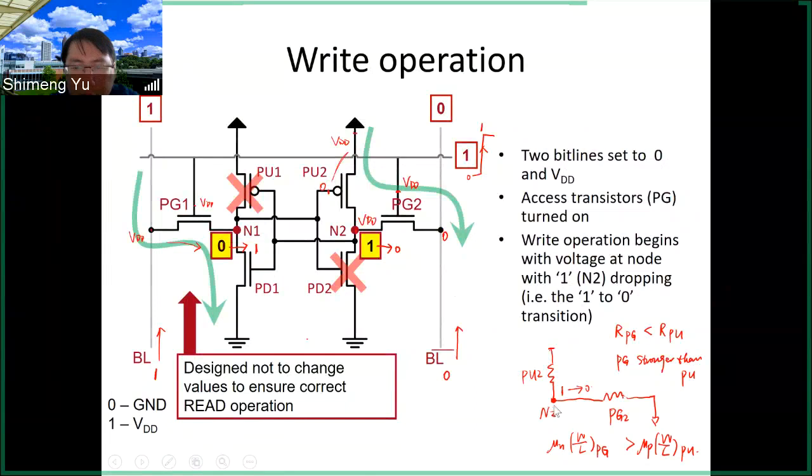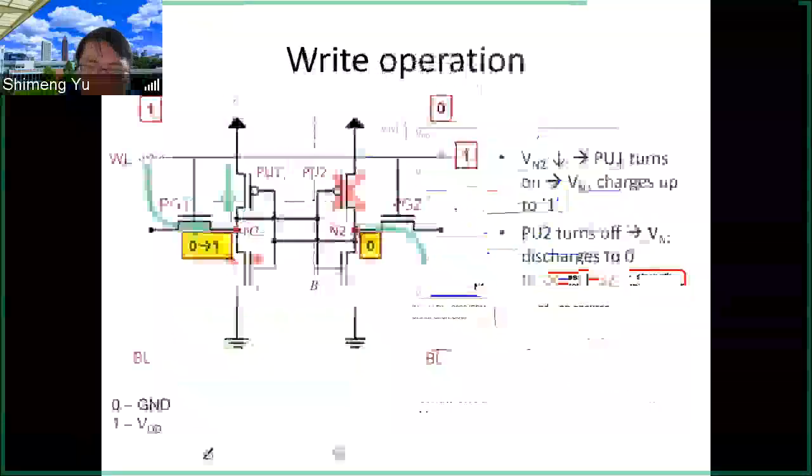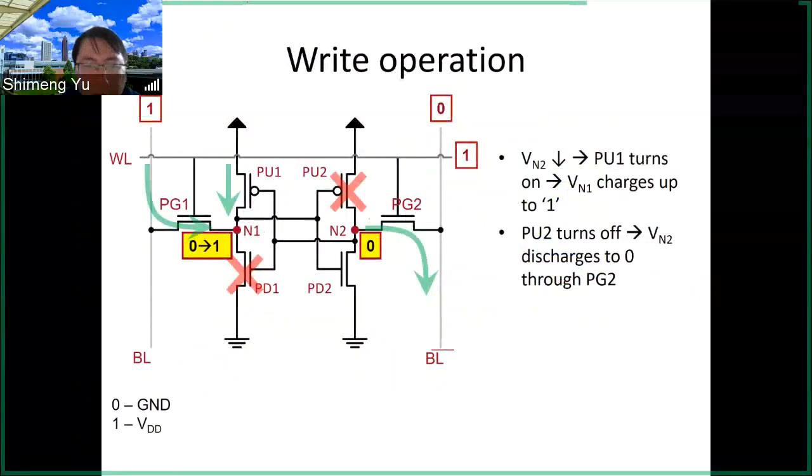So if you can make the N2 voltage small by sizing or even you don't do the sizing, by utilizing the mobility difference, you can make the N2 node close to 0. So if N2 is close to 0, then something will happen here to the PU1. So let's assume the N2 is already switched from 1 to 0 due to the ratio between the PU2 and PG2. Now the N2 is close to 0, then the PU1 will be turned on. Why is that? If this is 0, then this is 0. So here this is 0.